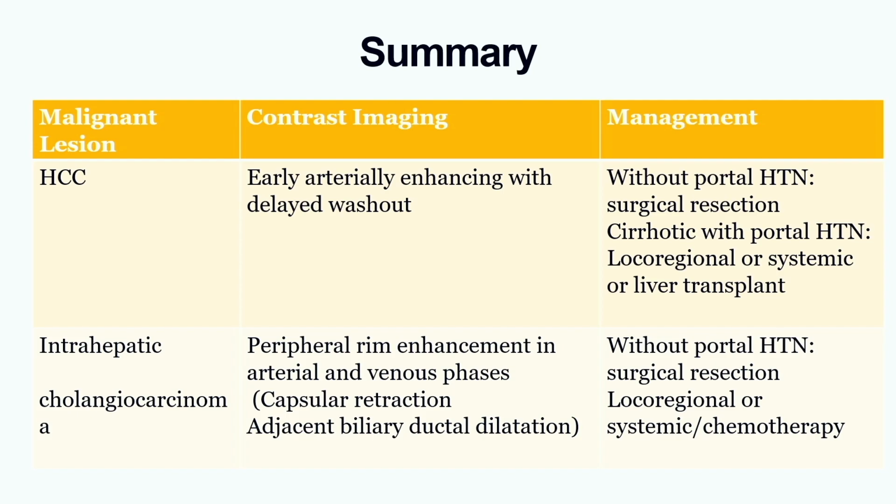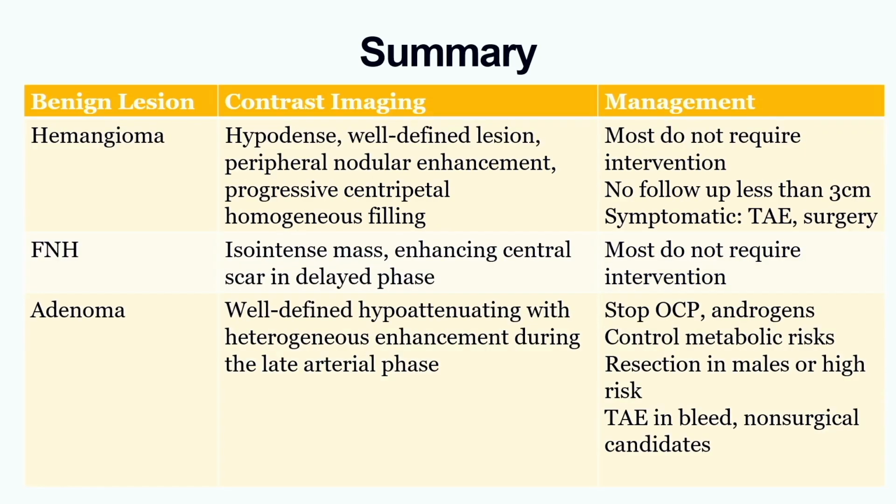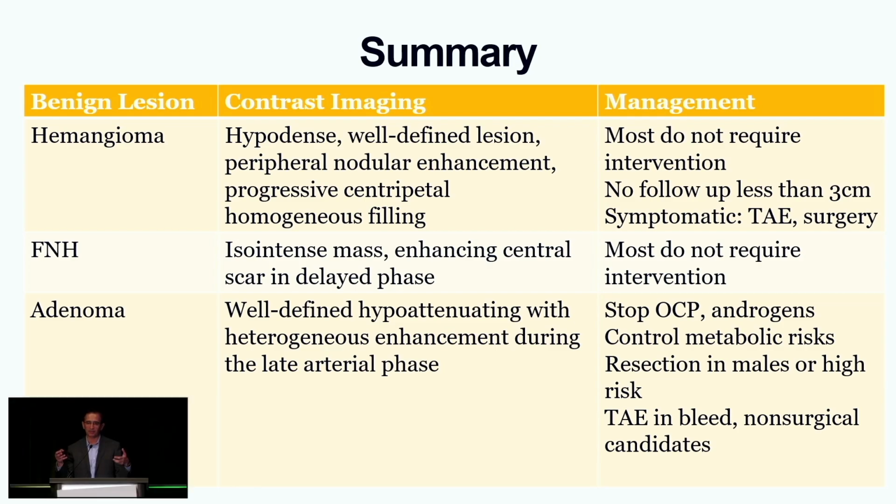The main differential in a cirrhotic is intrahepatic cholangiocarcinoma. There's a peripheral rim of enhancement in both arterial and venous phases. There is a capsular retraction and adjacent biliary ductal dilation. Again, treatment for another day. Hemangioma, the most common thing you're likely to see. It's a hypodense, well-defined lesion, with peripheral nodular enhancement, centripetal filling, homogeneous filling eventually. Most of it doesn't require any treatment.